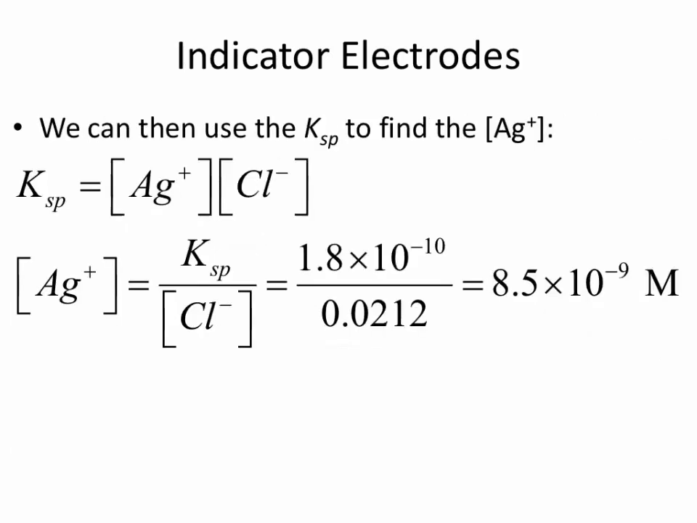Now we can use the Ksp expression to find the silver ion concentration. So we know Ksp is equal to the silver ion concentration times the chloride ion concentration. And so if Ksp is 1.8 times 10 to the minus 10, and the chloride ion concentration from the last slide was 0.0212, then we get a silver ion concentration of 8.5 times 10 to the minus 9 molar.